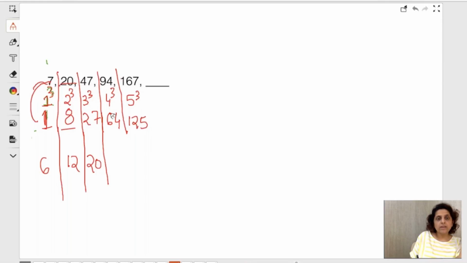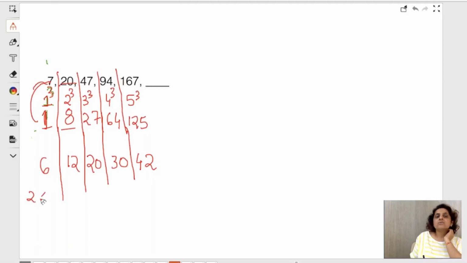And what is the difference between 94 and 64? 94 minus 64, the difference is 30. Okay. And 167 and 125, the difference is 42. So what can we make out by looking at the differences between the numbers given and the corresponding cubes here? So 6, 12, 20, 30 and 42.